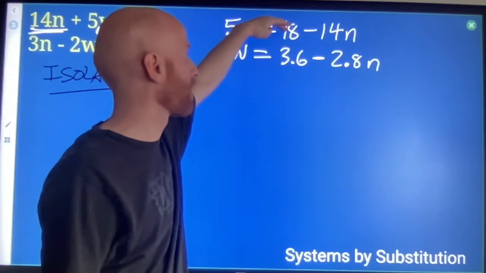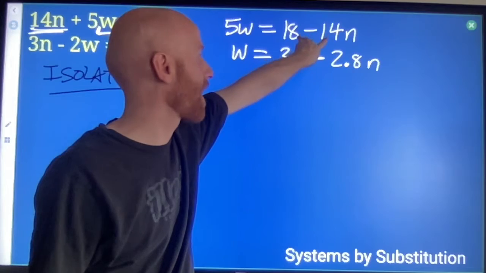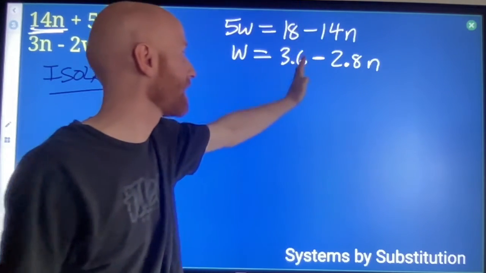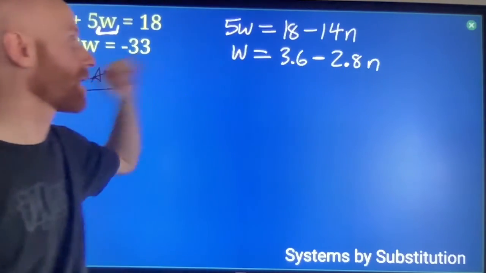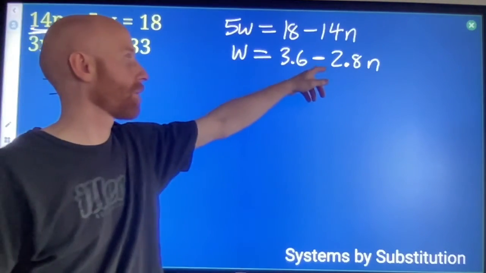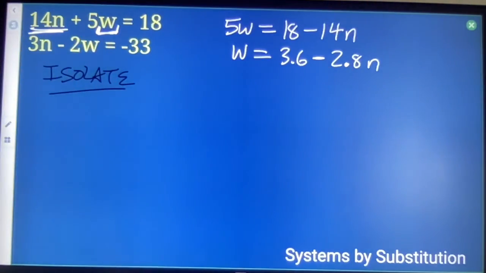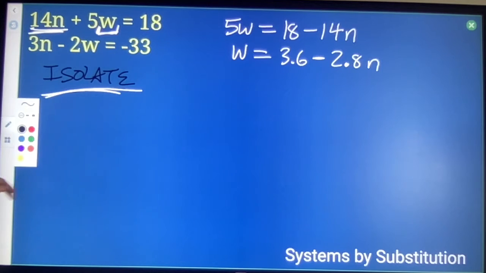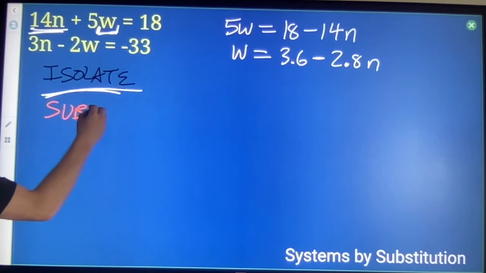And remember, if you're going to divide multiple terms by a number, you need to divide each term individually by that number. So 18 divided by 5, 3.6. 14 divided by 5, 2.8. Okay? That is isolating. After you've isolated, then you're moving to a step called substitute. This is why it's called solving systems by substitution.